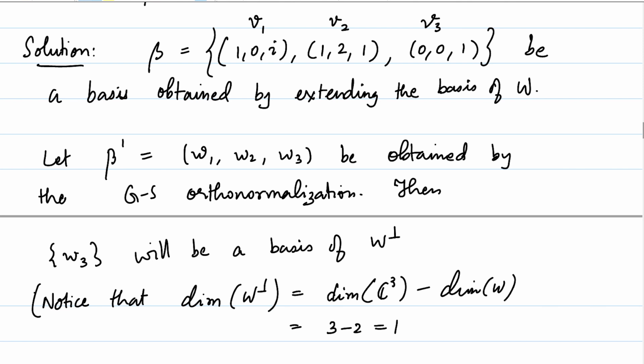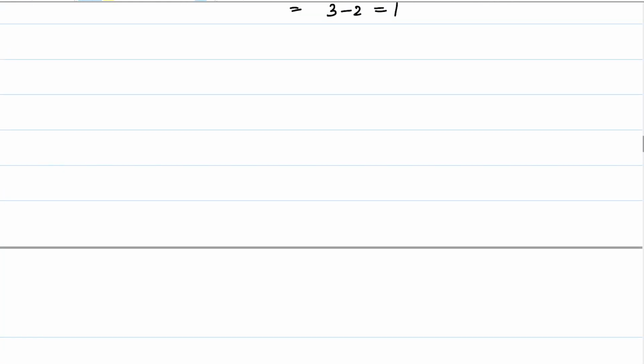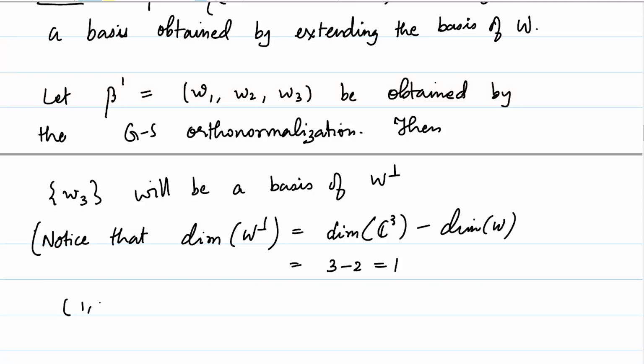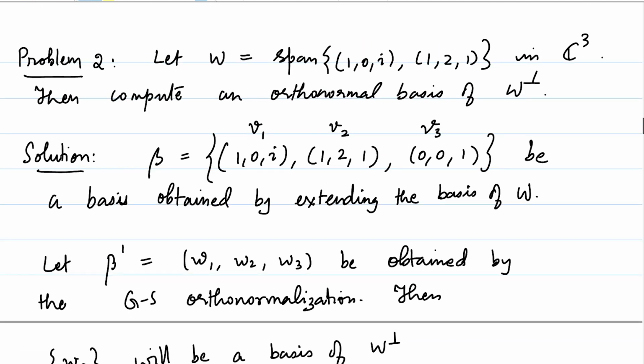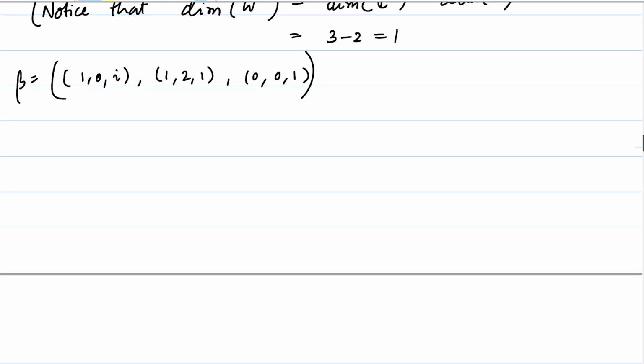But before that, there is one thing which you will have to check: the vector V3 is not linearly dependent on V1 and V2. That I will leave as an exercise for you. And let's jump to computing the vector W3, which is obtained by orthonormalization of beta. So recall what beta was. Beta was (1, 0, i), (1, 2, 1) and let's take the next one to be (0, 0, 1). So this is our beta, the ordered set consisting of these three vectors.